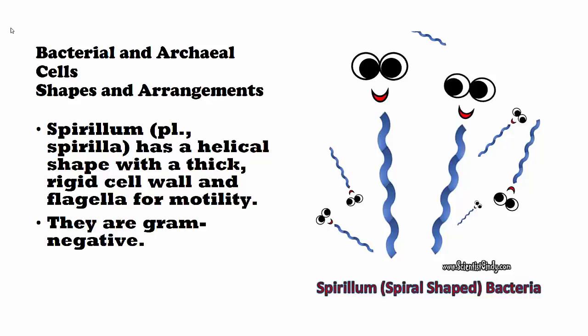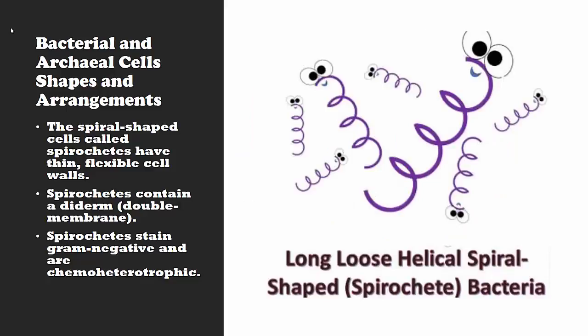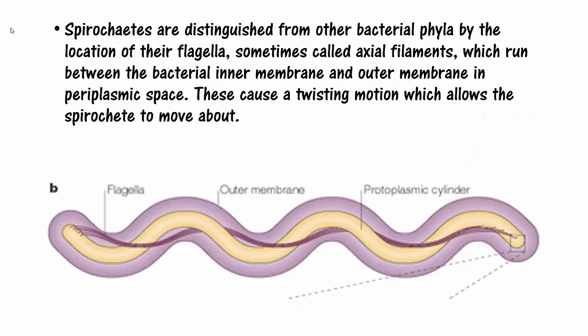Spirillum has a helical shape with a thick, rigid cell wall and a flagella for motility. They are gram-negative. We also have spirochetes. These spiral-shaped cells, called spirochetes, have thin, flexible cell walls and are more mobile. Spirochetes contain a diderm, which means a double membrane. Spirochetes stain gram-negative and are chemoheterotrophic. Spirochetes are distinguished from other bacterial phyla by the location of their flagella, and sometimes this flagella is called an axial filament, which runs between the bacterial inner membrane and outer membrane in the periplasmic space. These cause a twisting motion which allows the spirochete to move about.